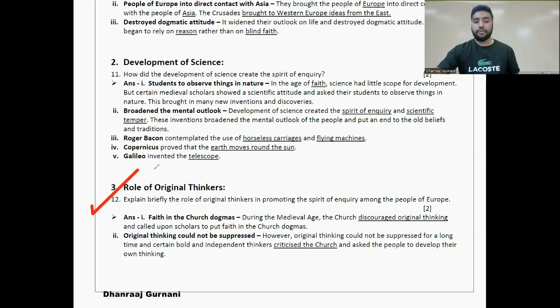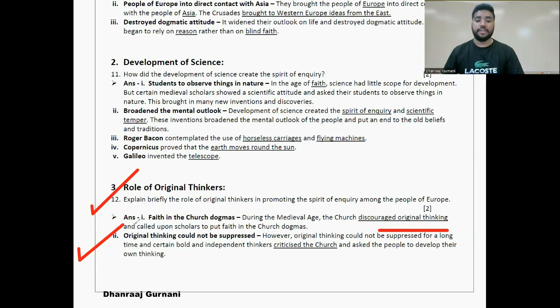Last one, role of original thinkers. How did the role of original thinkers promote the spirit of inquiry among the people? 3 points. First one, faith in the church dogmas. During the medieval age, the church discouraged original thinking and called upon scholars to put their faith in the church dogmas.